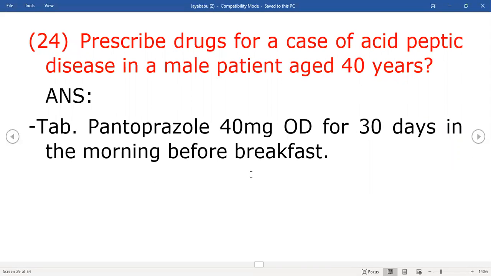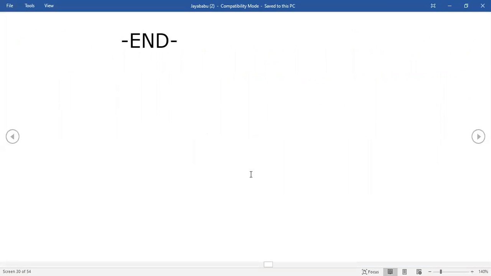Prescribe drugs for a case of acid peptic disease in a male patient aged 40 years. So the answer is pantoprazole. Apart from this, we have other drugs like omeprazole, lansoprazole, and then rabeprazole. So whatever the clinician feels better, he can write, and the answer is any drug can be kept. So the answer is pantoprazole 40 mg OD for 30 days in the morning before breakfast.